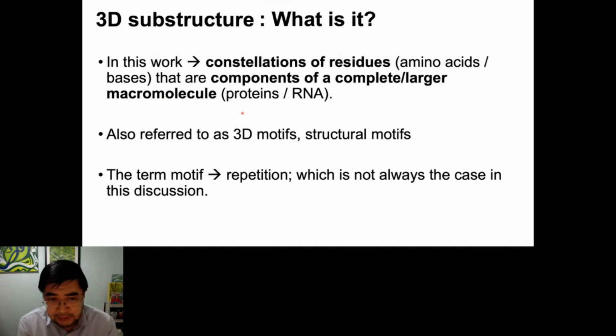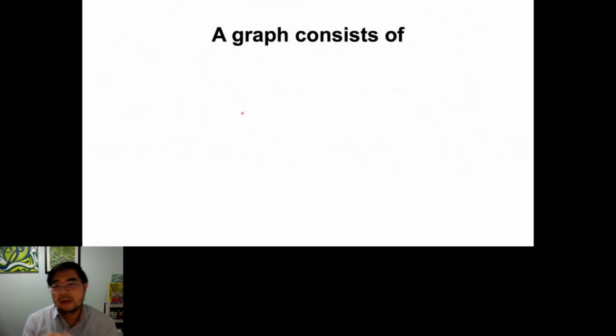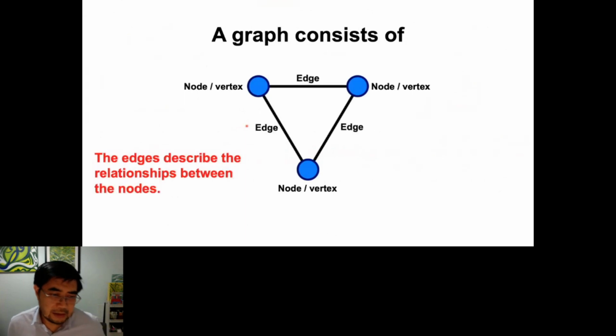And in order for us to be able to do the searching and comparisons of these substructures, we use graph theory. And very quickly, for those of you who are not familiar with graph theory, a graph is said to consist of nodes and edges. And the edges describe the relationships between the nodes.